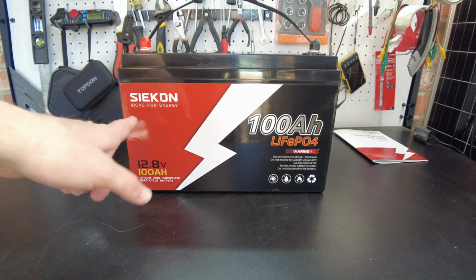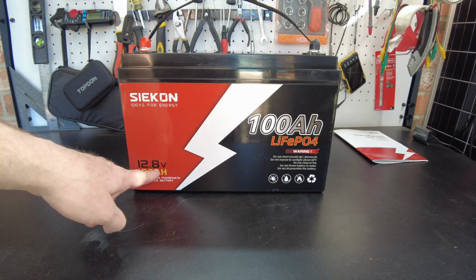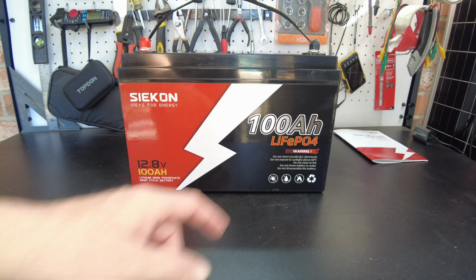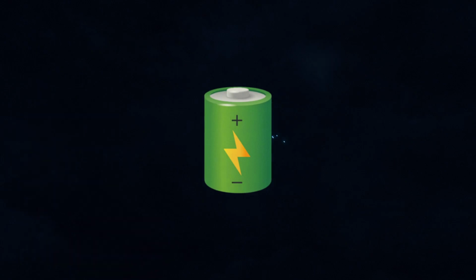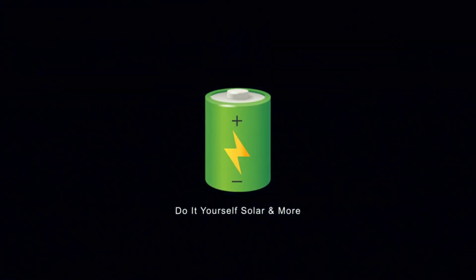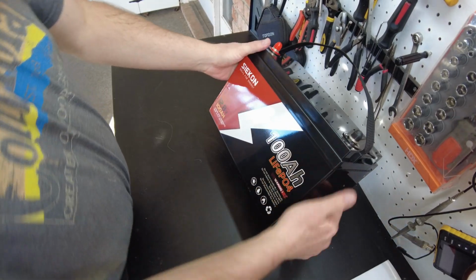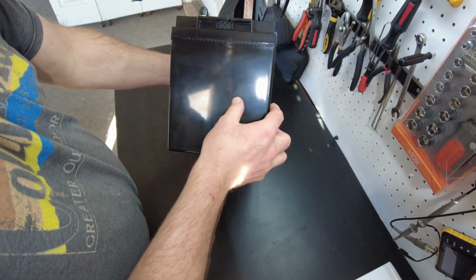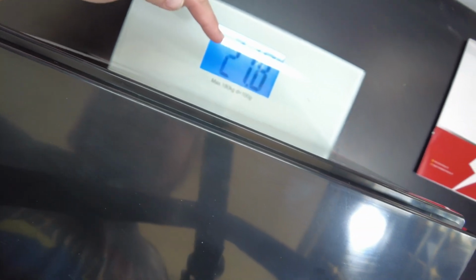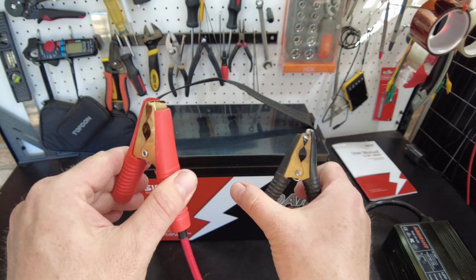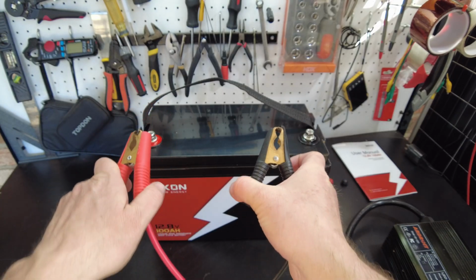Okay, we got a new battery from SIEKON. It's a 12.8 volt 100 amp hour lithium iron phosphate battery. So this is the standard size case that we're all used to. And it has come in at 21.8 pounds. All right, let's charge this guy up and then we'll do a capacity test.